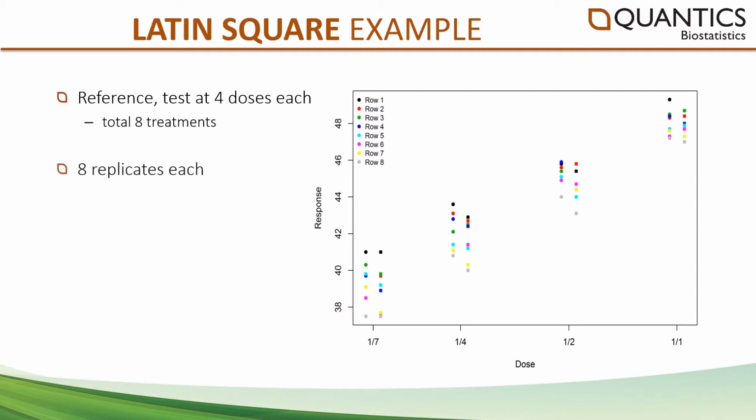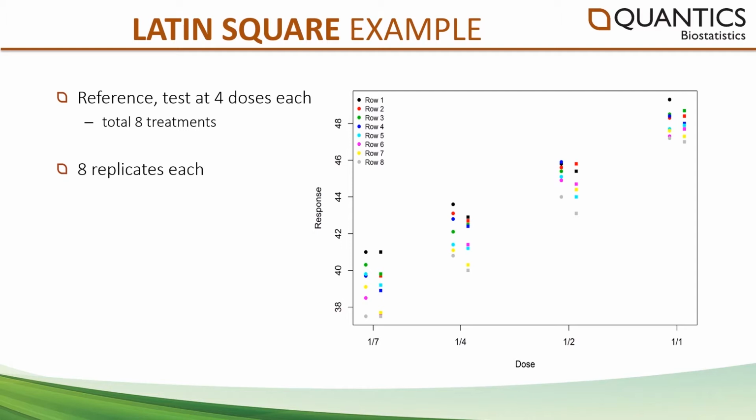So we have 8 treatments, a pair at each dose, and we've just coloured the rows here to show that there is really a row effect. So the black dots and squares are row 1, the red are row 2, etc., all the way down to grey in row 8. At each dose level, that is test on the left and reference on the right, the black is at the top, or very near the top in each case, which is row 1.